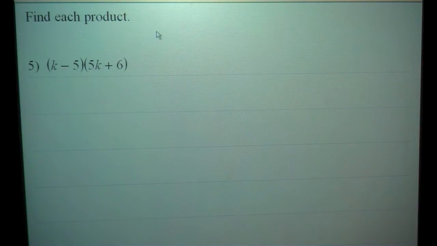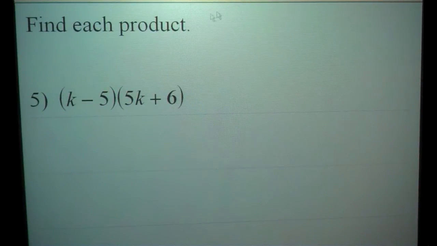Now we're moving into multiplication. You have a binomial times a binomial. What method do you have to use? FOIL method. Let me make it a little bigger. There you go. Alright, here's the answer.